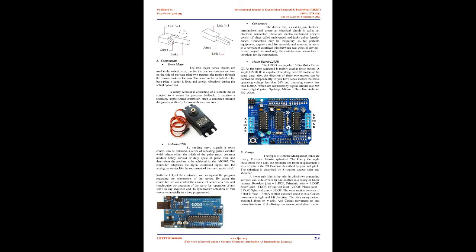Components. Servo motor. Three servo motors are used in the robotic arm: one for the base movements and two on the side of the base plate to transmit the motion through the various links to the arm.